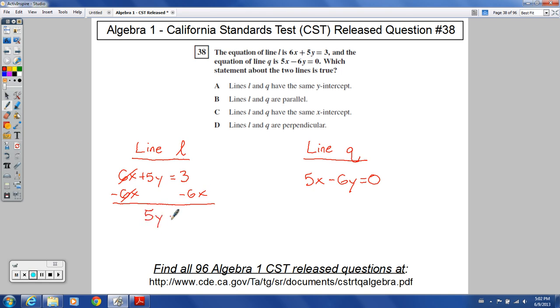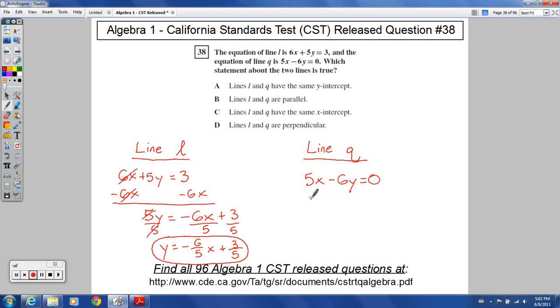So I've got 5y equals negative 6x plus 3. Divide both sides by 5. Divide everything by 5, and this will cancel here and here. I've got y equals negative 6 over 5 x plus 3/5. It's not a final answer, but that's a really important piece of information. Line L is defined by this equation, which is equivalent to the equation we started with. It's just another way to write that equation.